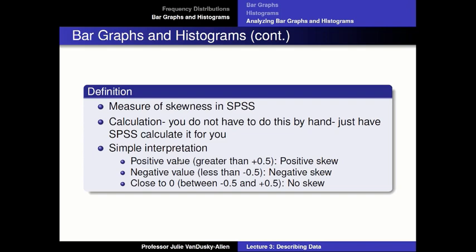If the value for skewness calculated in SPSS is positive, greater than about positive 0.5, the distribution has a positive skew. If the value for skewness calculated in SPSS is negative, less than about negative 0.5, then the distribution has a negative skew. If the value for skewness calculated in SPSS is close to 0, between about negative 0.5 and positive 0.5, the distribution has no skew.